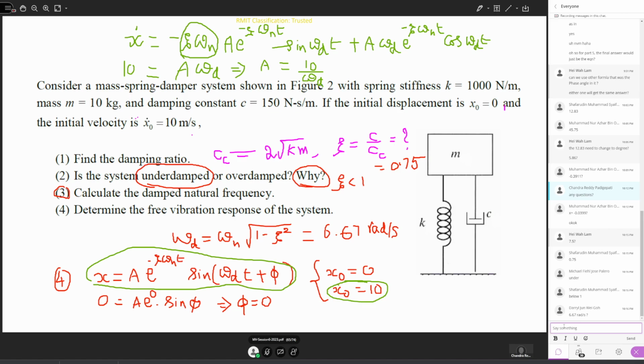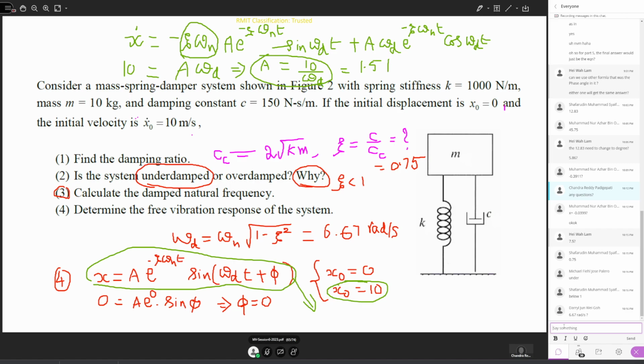Because sine 0 is 0, the whole thing will be 0 here. That leaves you only A into omega d. Cos 0 is 1 here, so that only gives you A omega d is equal to 10. Then you calculate what is the A value. Because you know omega d, you can calculate A. I think you will get about 1.51.